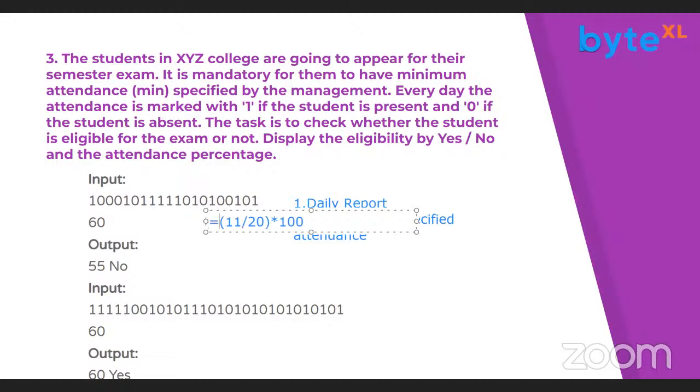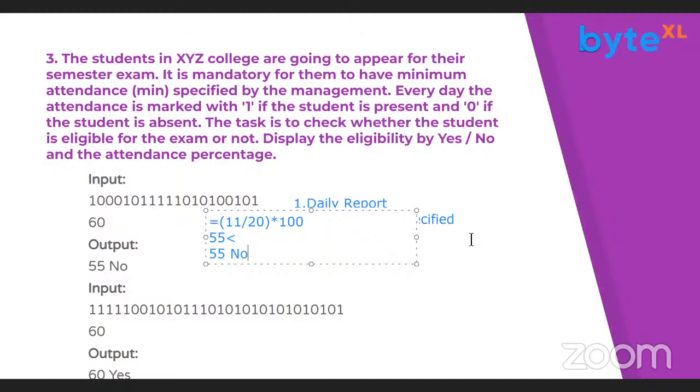Now, after finding out the percentage, we have to compare it with the management specified percentage. If I perform 11 by 20, it's going to be around 55. So you have to check whether 55 is greater than or equal to 60. If it is, then the student is eligible for writing the semester exam. But in our case, 55 is not greater than or equal to 60, it's lesser than. Hence, we have to display the attendance percentage as well as the eligibility status, which is no, because 55 is lesser than 60.